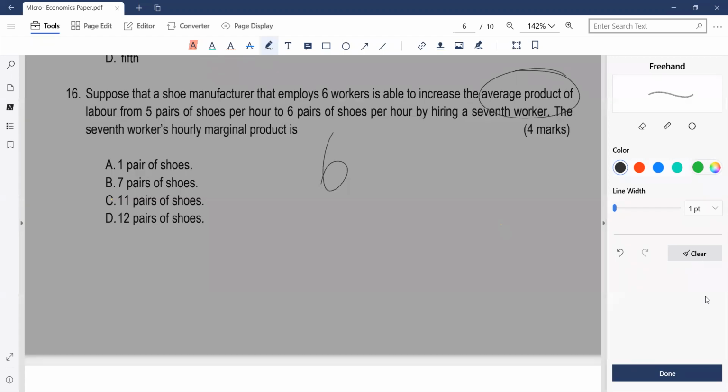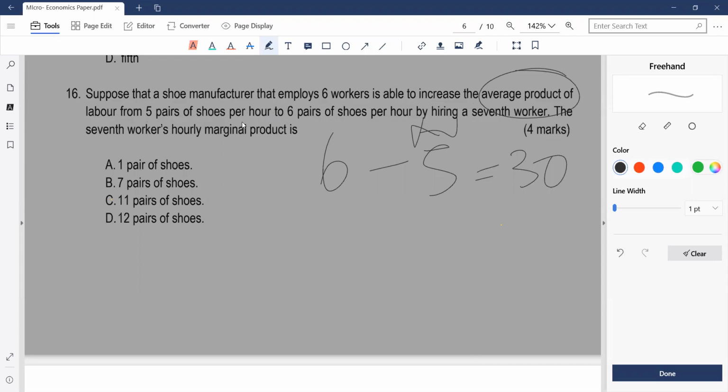It says average product of labor from 5 pairs of shoes. That means the average product was 5 shoes. What about the total shoes being produced? The total shoes being produced was 30 when there were 6 workers, because 5 times 6, well, the average was 5. What was the total number of shoes? It was 30.